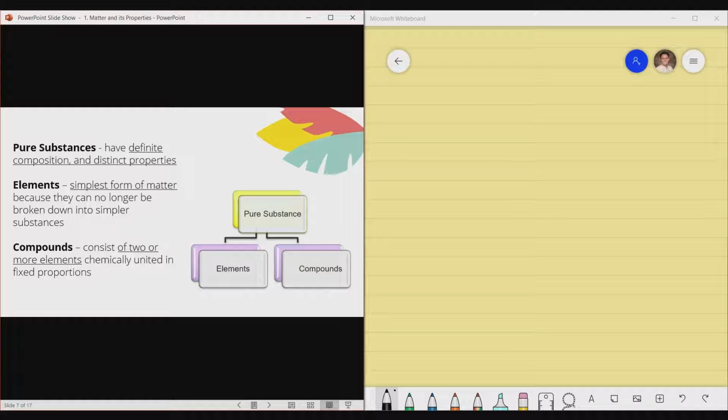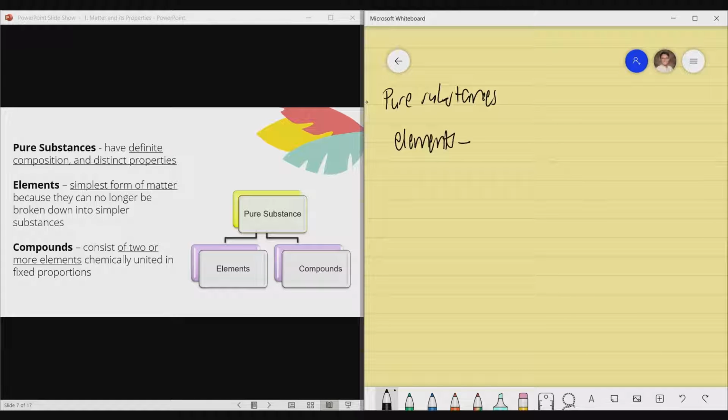So let me give again an example. So under pure substances, okay, sorry about my writing, we have elements. Ang elements po ay simplest form.